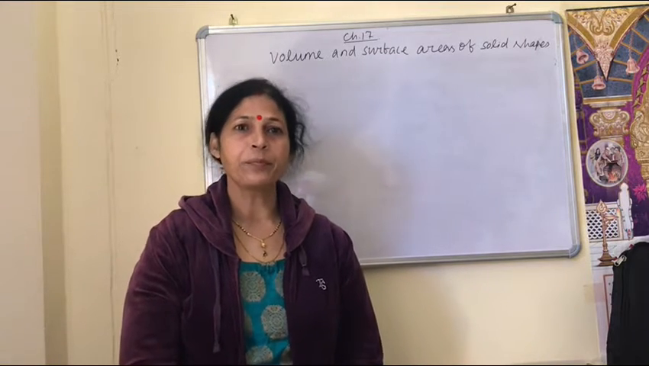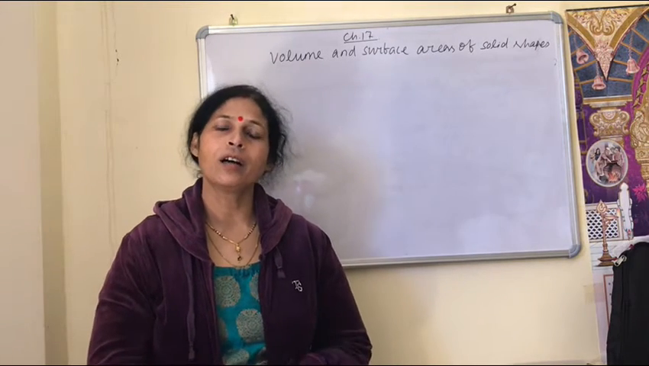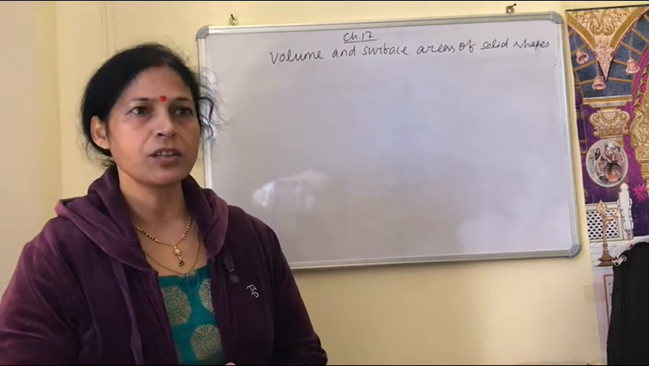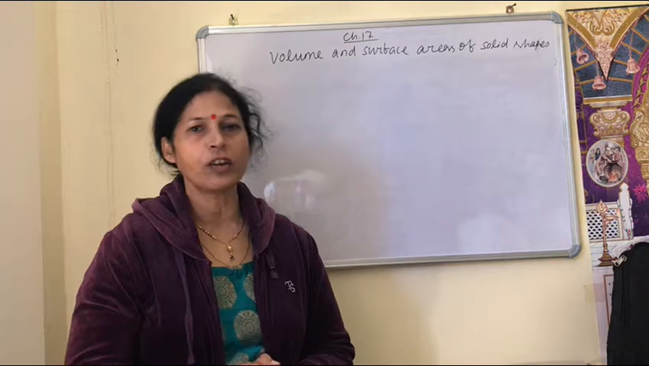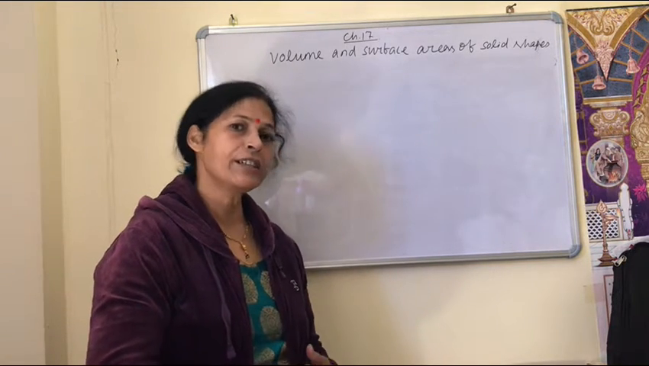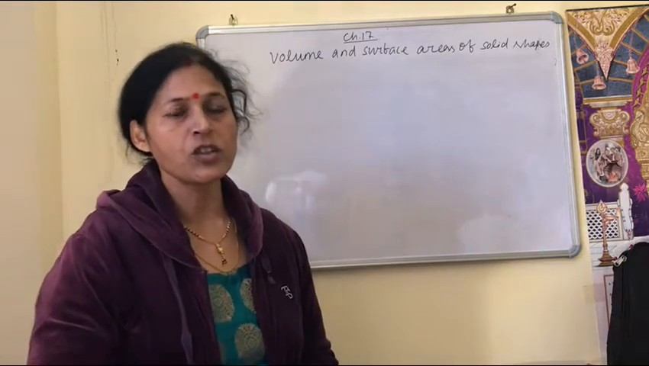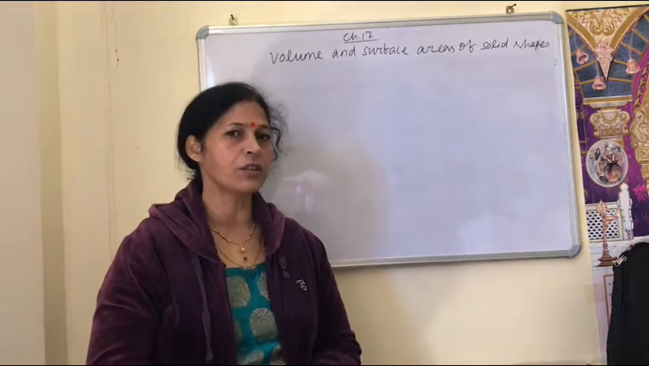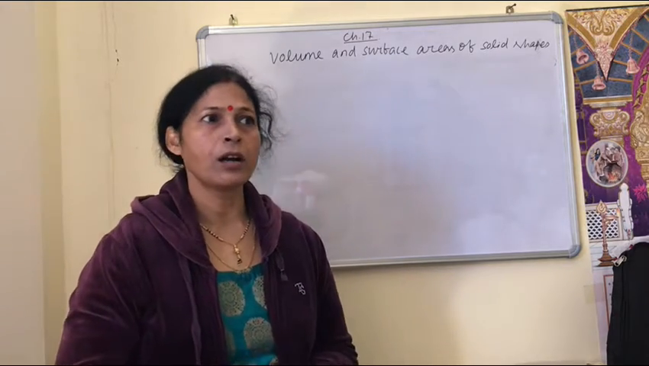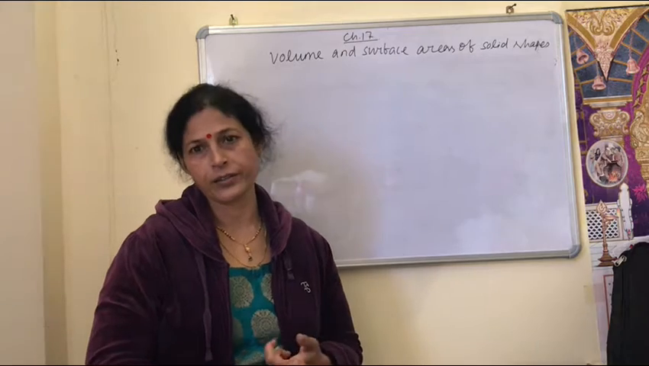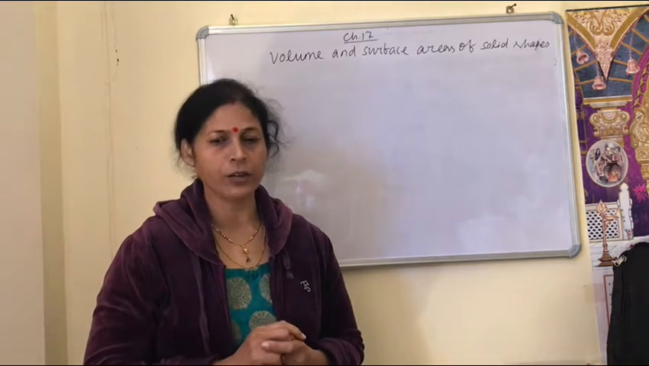Hello dear children. Today I am going to explain the formulas of the solid shapes. This is your chapter 17, volume and surface area of the solid shapes. You know the solid shapes: cube, cuboids, sphere, cylinders, cone. These are the solid shapes. But today, according to your books, I will explain only cube, cuboids and cylinder.